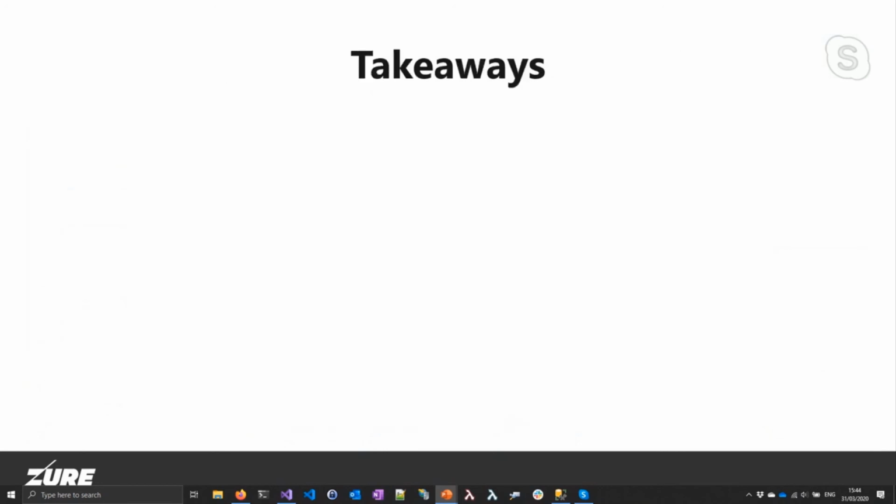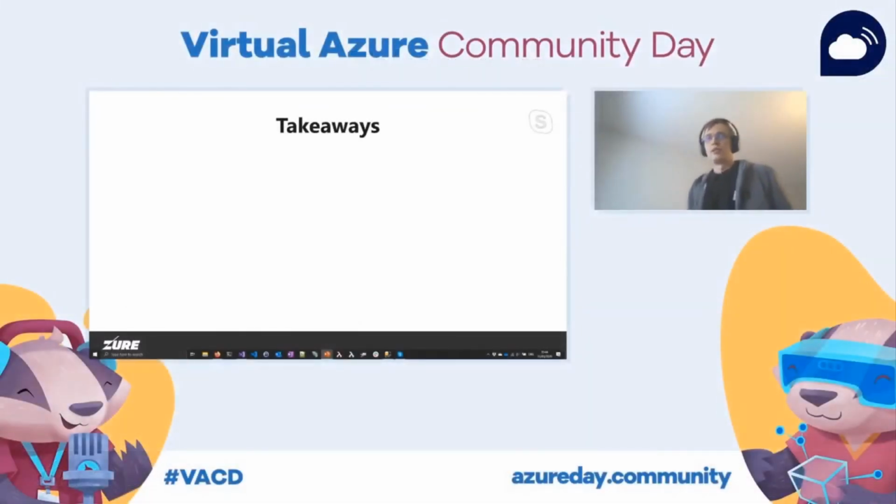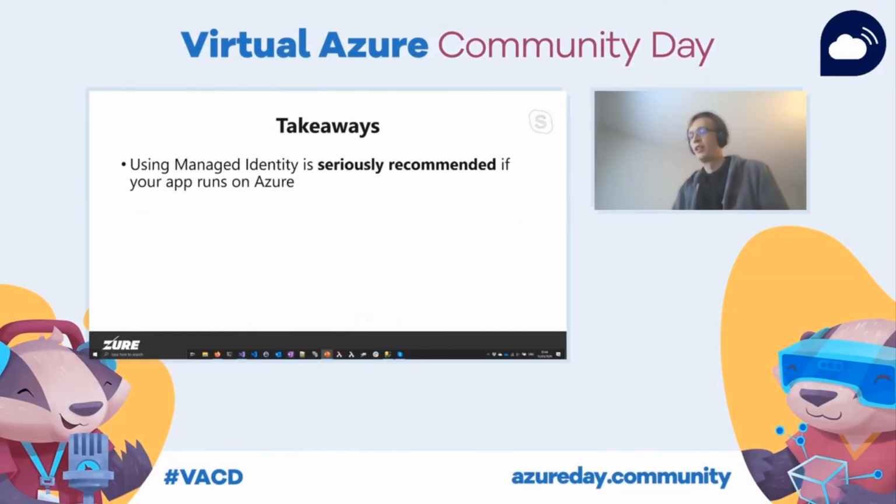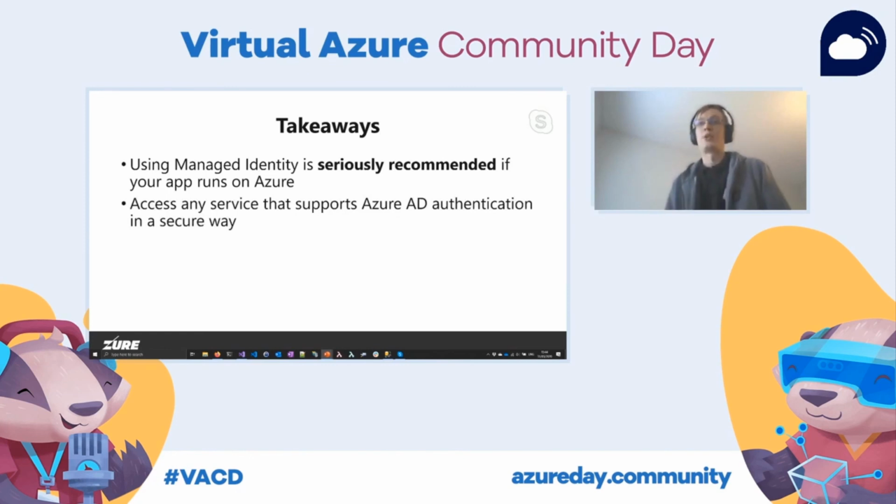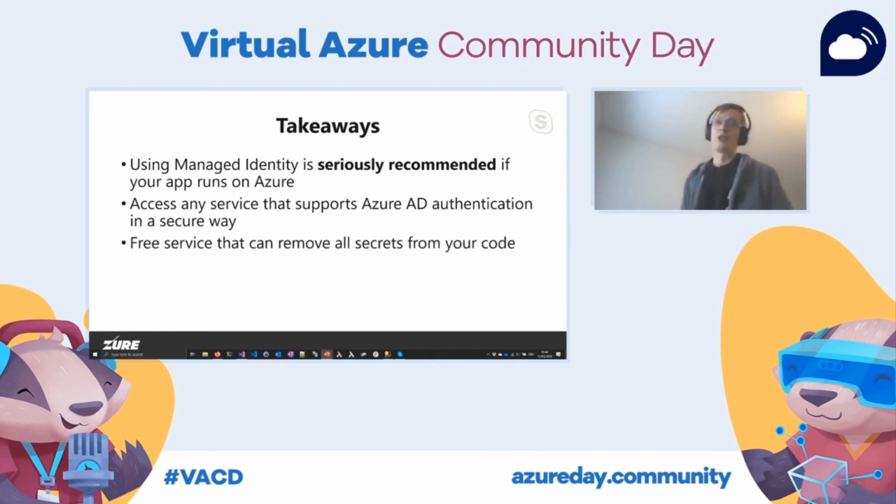So a couple takeaways. If you run your apps in Azure, in any of those supported services that I mentioned there, I would seriously recommend you look into implementing managed identities there. It allows you to access any service that supports Azure AD authentication in quite a nice and secure way without any secrets anywhere in your code or configuration. And it's entirely free, so you only pay for the work that you do.